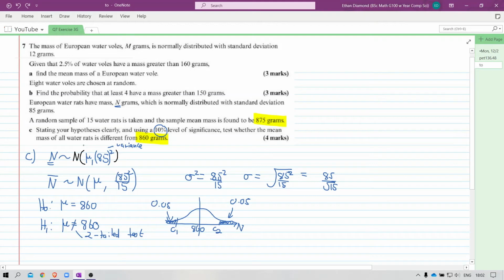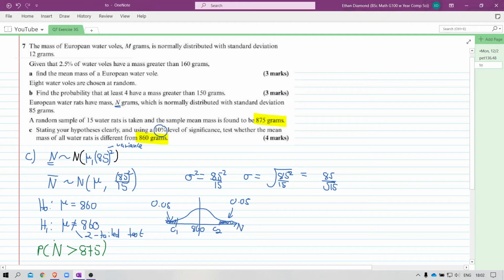And we're going to reject. So let me show you. Let me do the calculation. So we're going to do the probability of, so it's found to be 875. So this one's easy. It's not asking for critical regions. Just me n is bigger than 875. We're going to calculate that on our calculator.